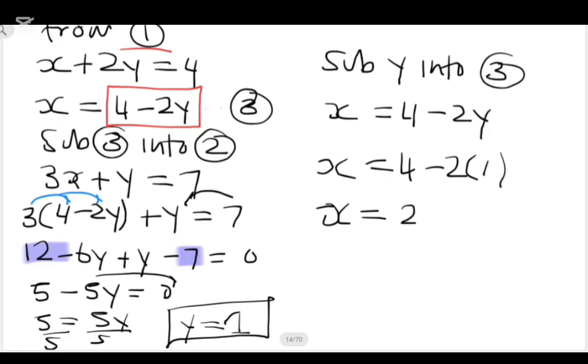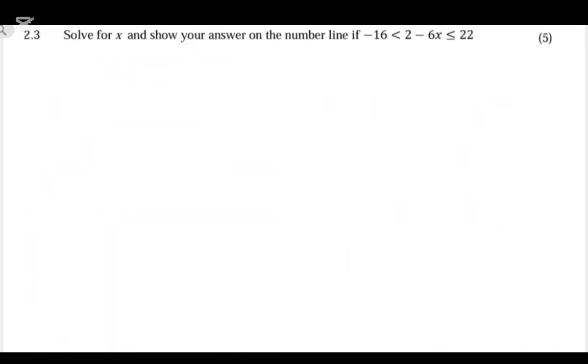So this is how we solve the simultaneous equation for this question. Moving on to question 2.3: solve for x, and show your answer on the number line, for the inequality that is there. So this is an inequality question, and it carries a lot of marks, which is 5 marks. How can we solve this one?